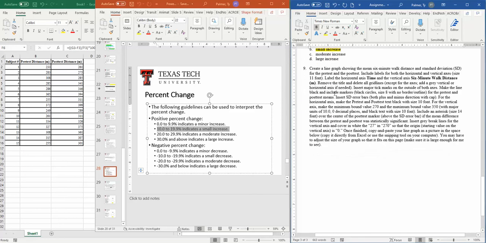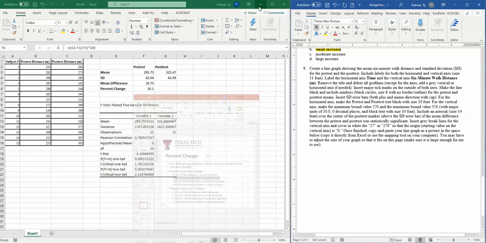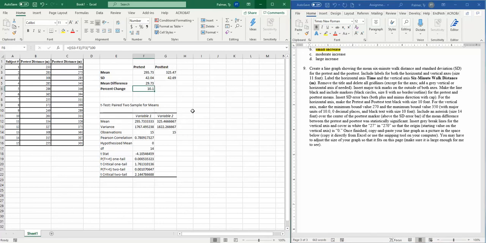Okay, let's move on to question number 9. Question 9 says we're going to create a line graph showing the mean 6-minute walk distance and standard deviation for the pre-test and the post-test. So to do that, we're going to do that over here in Excel. We're going to create our line graph in Excel.